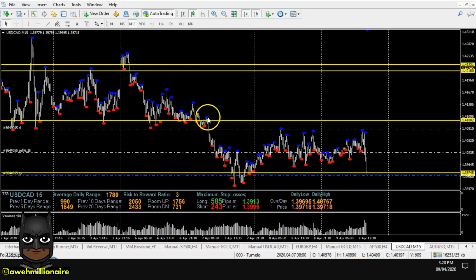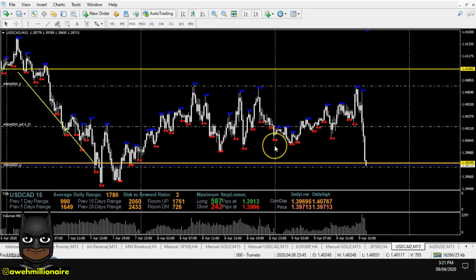It broke through that demand level and came to test the new demand level, bounced off the demand level. Okay, that was on the 7th of April. Now the 8th of April is where the banks left the clues for us.